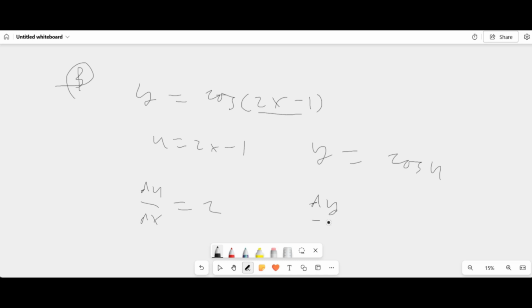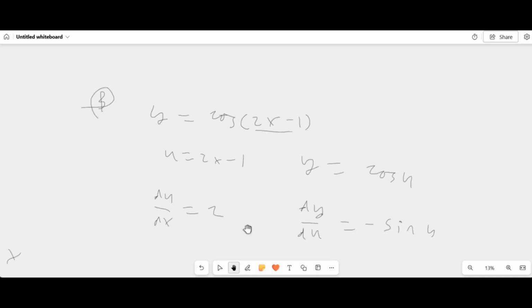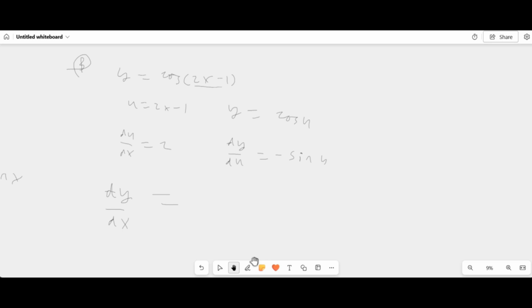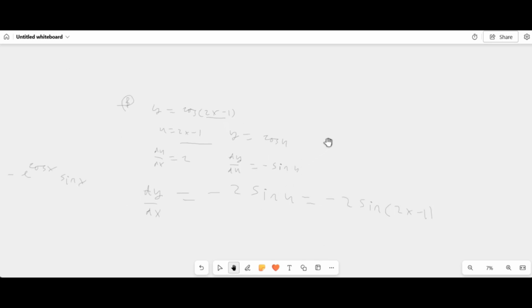And then dy over du is going to be minus sine u, because cos u differentiated is minus sine u. Alright, so now dy over dx here, I'm going to need to times these two together. So to times these two together, it's going to be minus 2 sine u. And minus 2 sine u is effectively just minus 2 sine, open bracket, 2x minus 1, because u is equal to 2x minus 1. So there you go. Okay, no problem. Let's move on to question C.